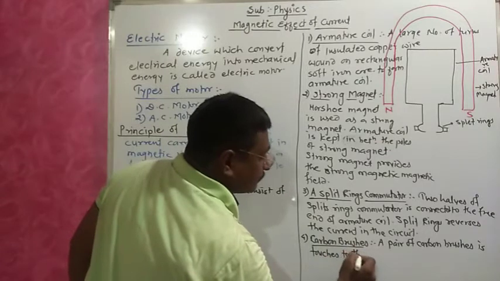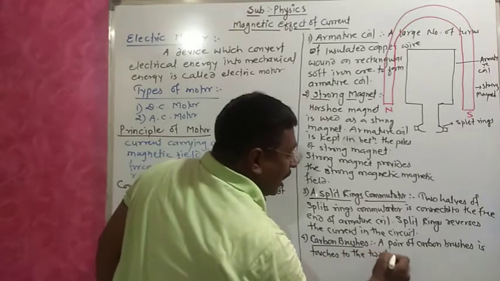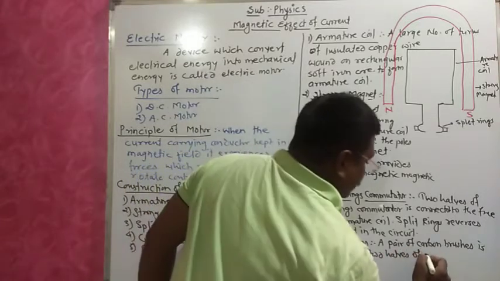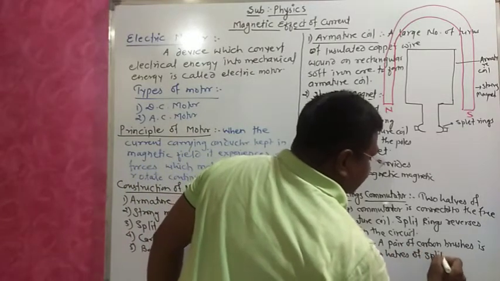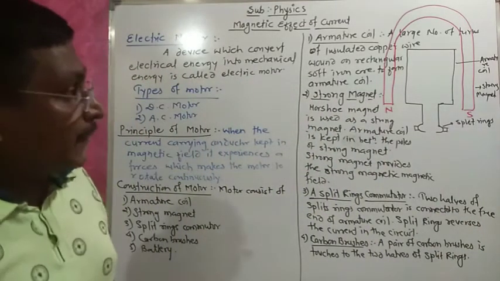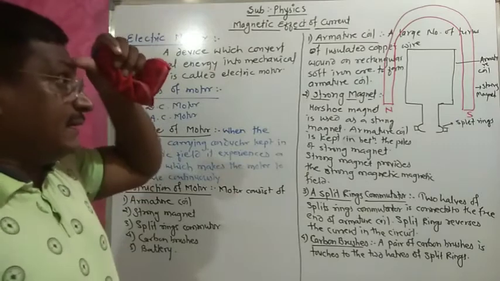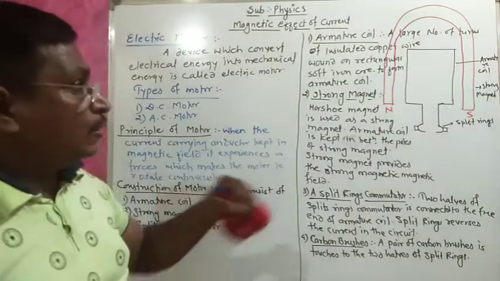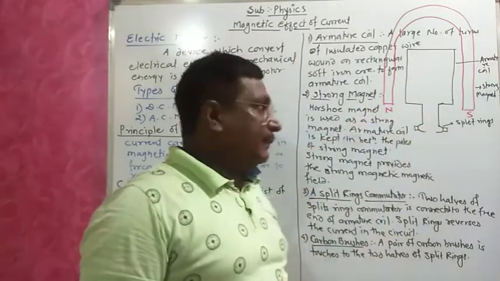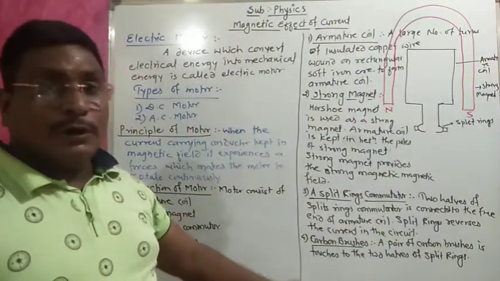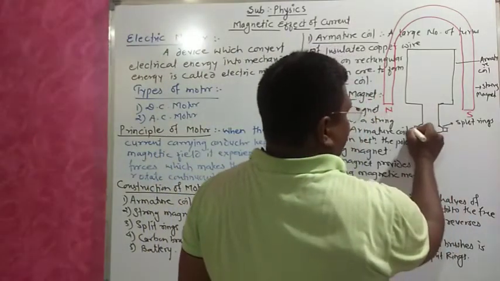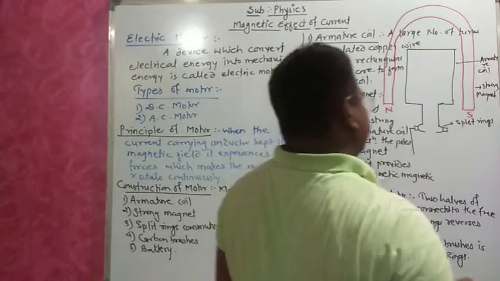For what purpose? To provide the current to the armature coil. So a pair of carbon brushes is connected to the split rings commutator.